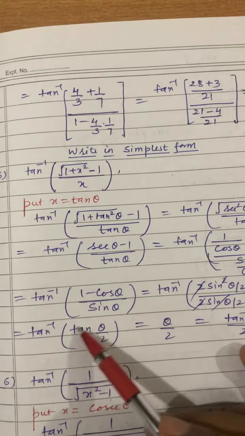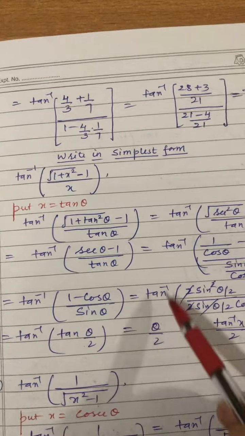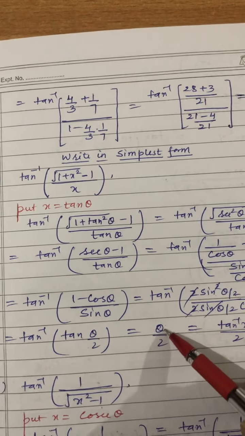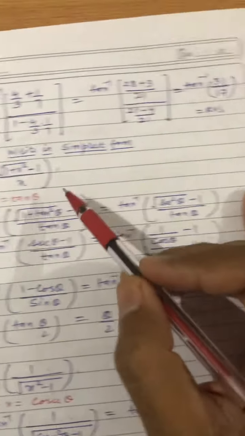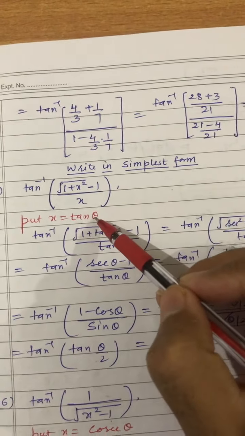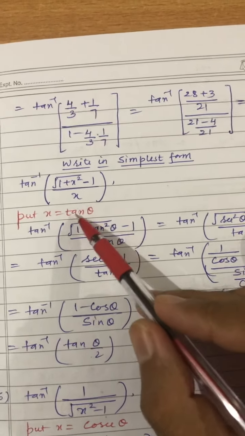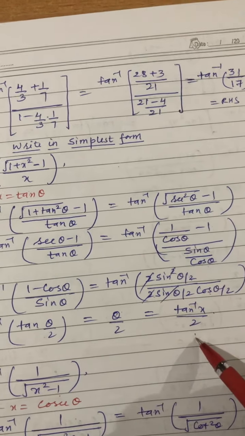Tan and tan⁻¹ will cancel out. So what is your final answer? θ/2. Now because the question was given in terms of x, we have to write the answer also in terms of x. So I will find the value of θ now. If x is tan θ, what is the value of θ? Tan, when it goes to this side, will become tan⁻¹. So in place of θ, I will write tan⁻¹x. So the value of θ is tan⁻¹x, over 2 as it is.